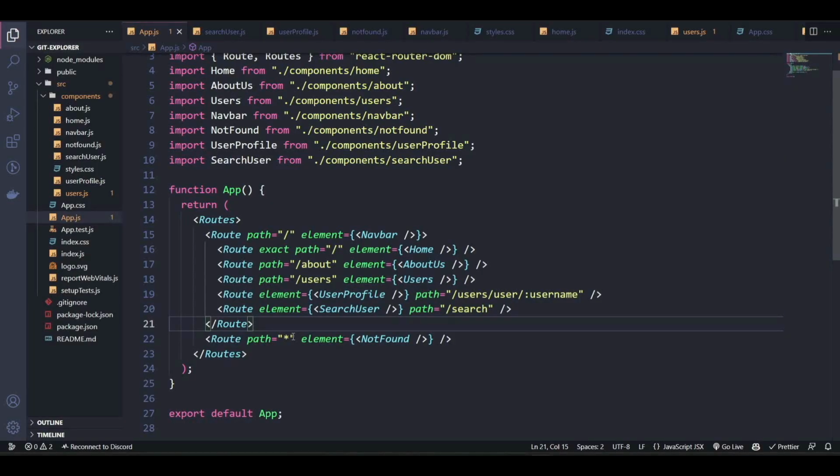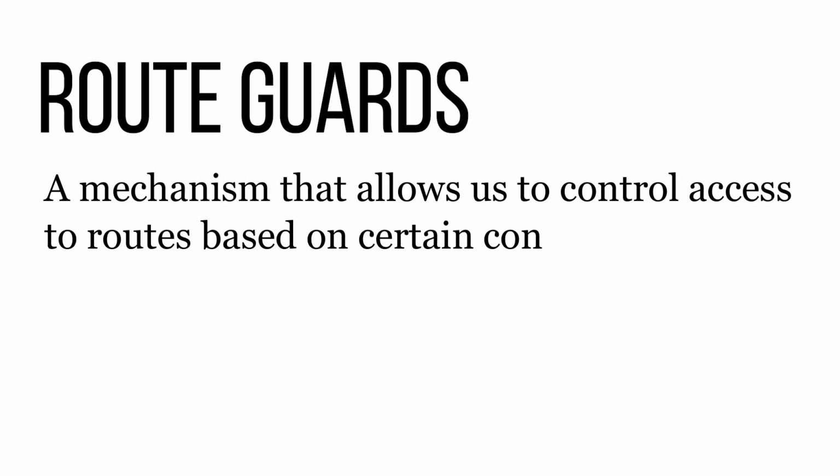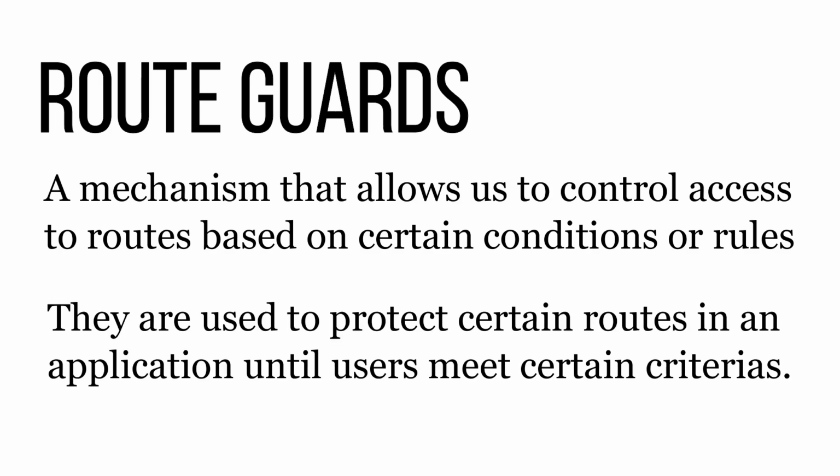In this lesson, we are going to be talking about route guards. Route guards, in the context of React Router, refers to a mechanism that allows us to control access to routes based on certain conditions or rules. They are used to protect certain routes in your application and ensure that the user meets certain criteria before accessing those routes. A typical use case of this are pages that hold sensitive data and require a user to log in to access that page.